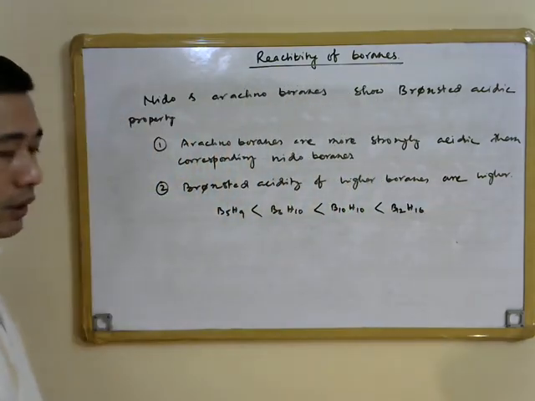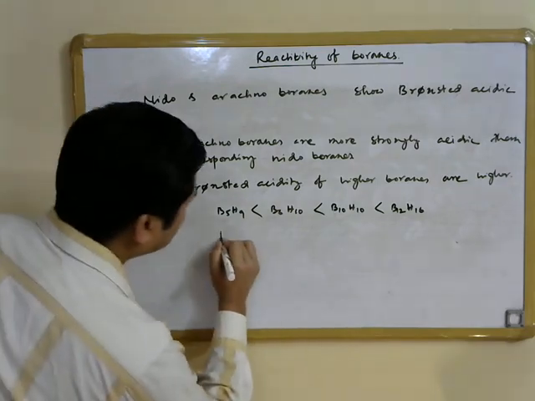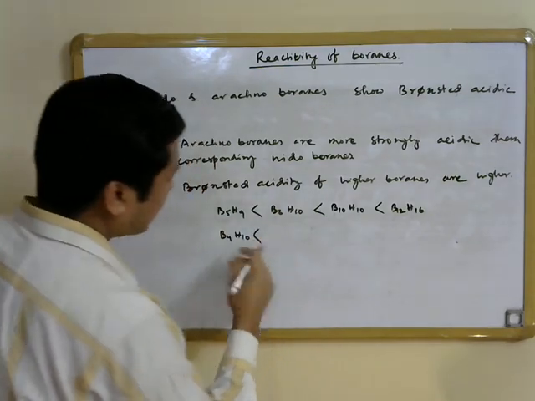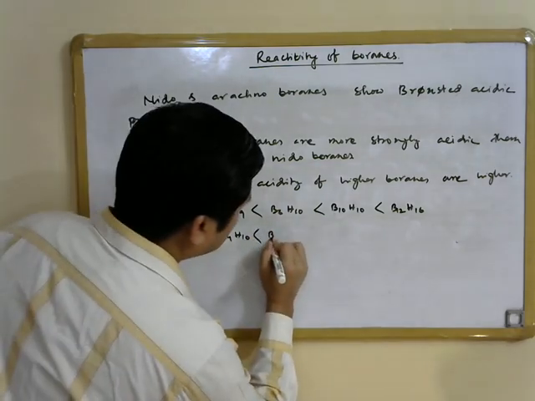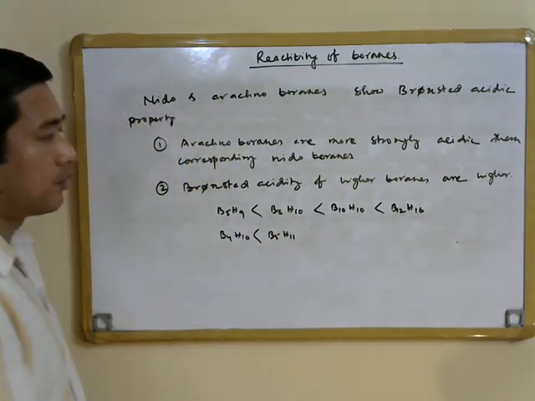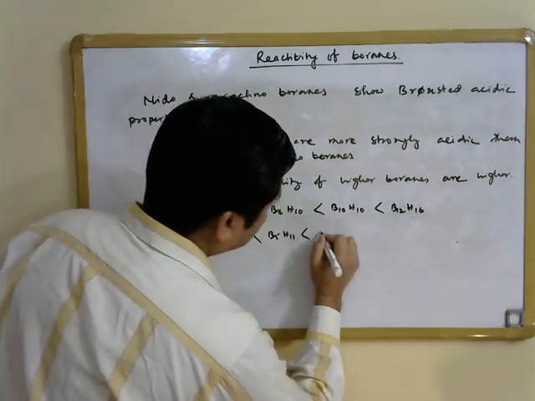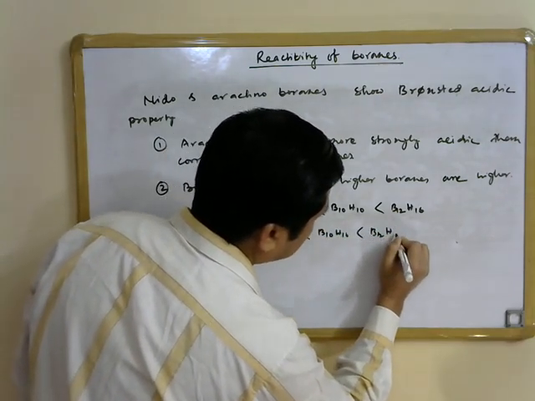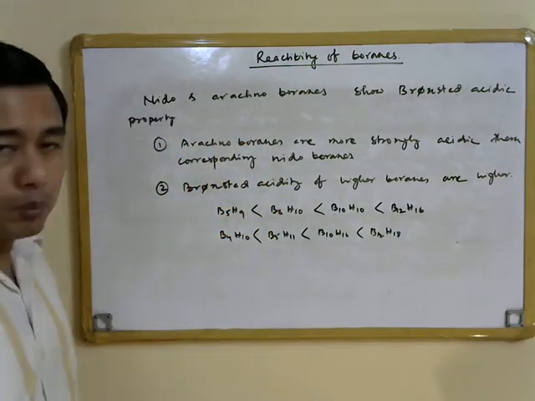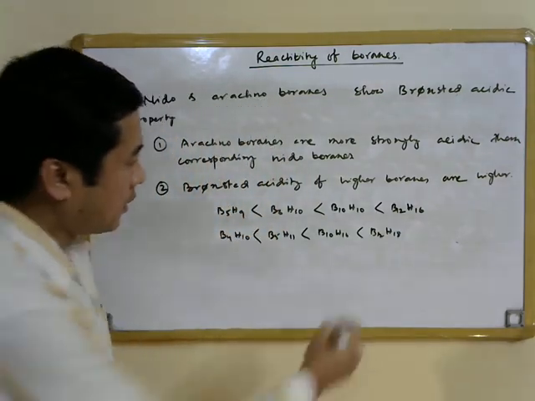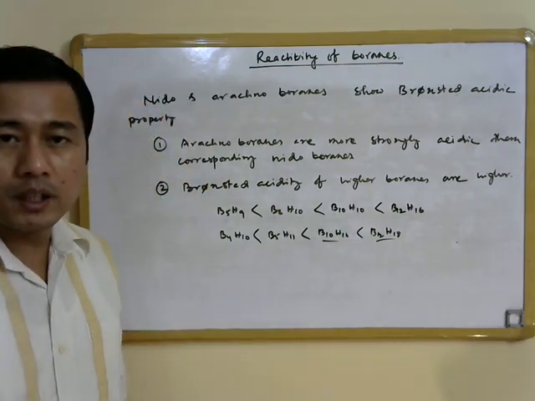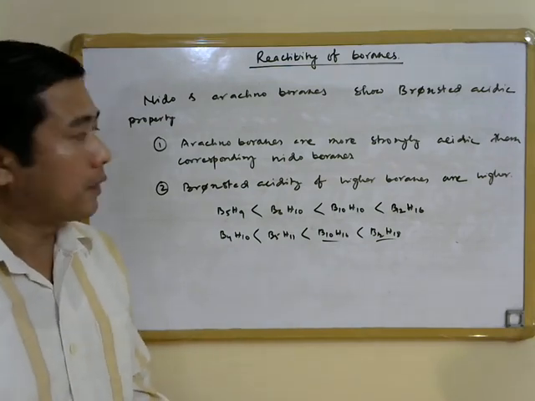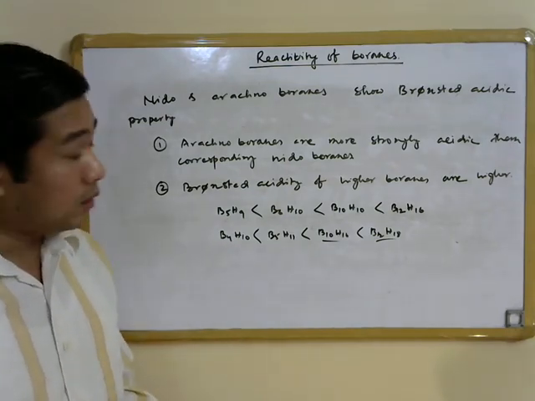Similarly, we can go on comparing the Bronsted acidity of nidoboranes. In case of arachnoboranes, the Bronsted acidity is going to increase as we increase the number of boron centers, because B5H11 will have more bridge hydrogen atoms, and B10H16 or B12H18 all of these boranes are going to have higher Bronsted acidity. As we increase the number of boron atoms, the number of bridge hydrogen atoms also increases, and the Bronsted acidity increases in this way. So this essentially brings us to the end of this lecture.